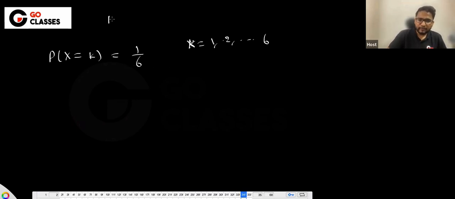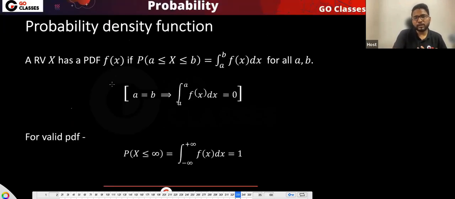Then given a PMF, do I have to do anything extra to find out the probabilities? No, right? These are the probabilities only. PMF and probability were the same there. But here we have the PDF, and PDF and probabilities are not the same. Which means there is some extra function which was not there in the discrete case, which is called the PDF.